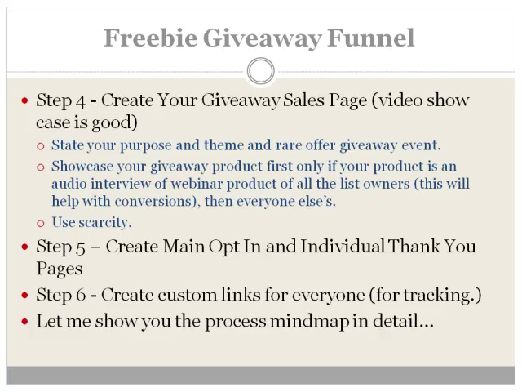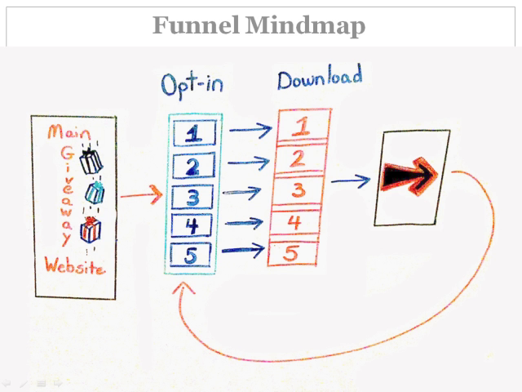So let me go ahead and show you the process mind map in detail. I went ahead and created a whiteboard mind map for the funnel, and as you can see here, you have the main giveaway website. So basically the list owners will forward their list to their custom links, which will then redirect to this page, as you can see here.